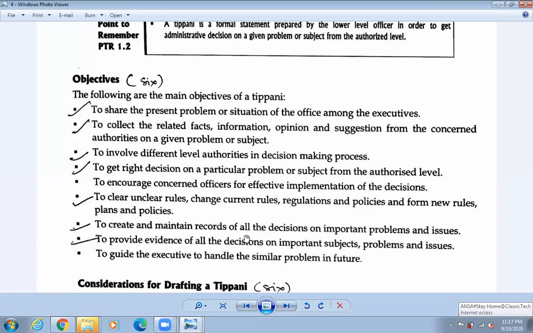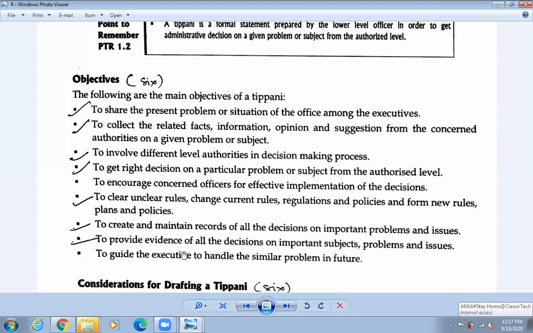So for maintaining the record also, this tipni is needed, to provide the evidence of all the decisions on important subjects, problems and issues. There will be the letter. If I just say it with the mouth, but it is not done, then where is the proof? For that proof, we need a written letter where there will be the signature of the authority.